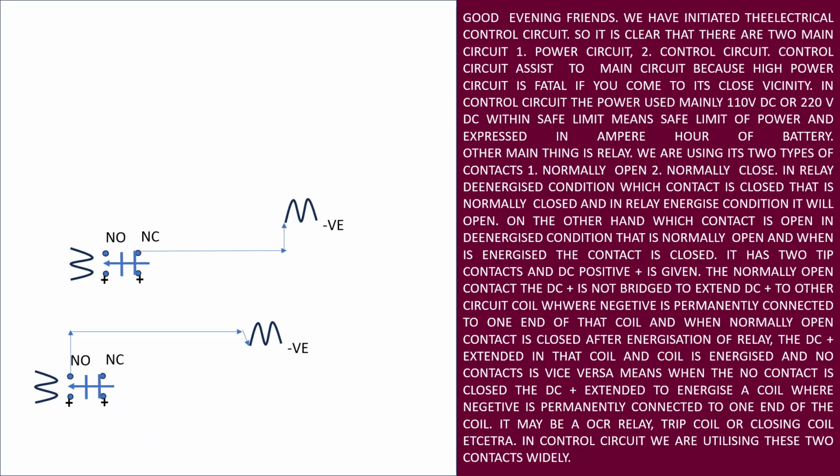But where is it getting this DC positive in the normally closed contact? It is from the capacitor. One capacitor is there and its DC positive is extended. It stores the power when DC is available, and if DC fails, then this DC will be extended to the trip coil of the circuit breaker. See how.